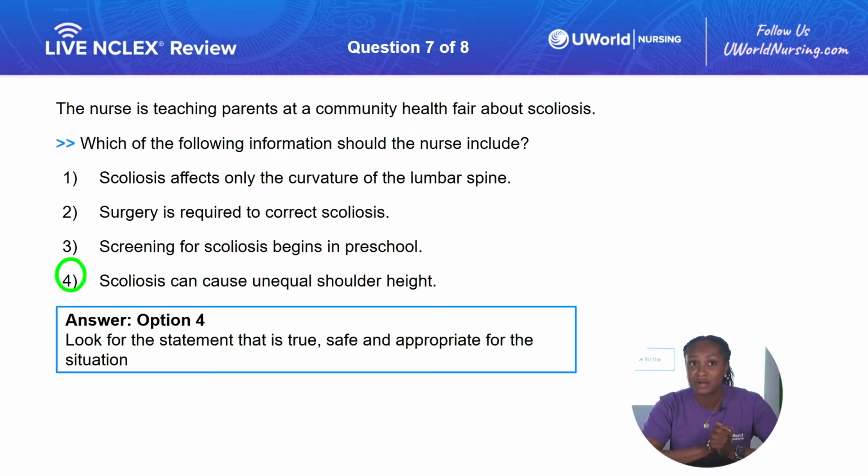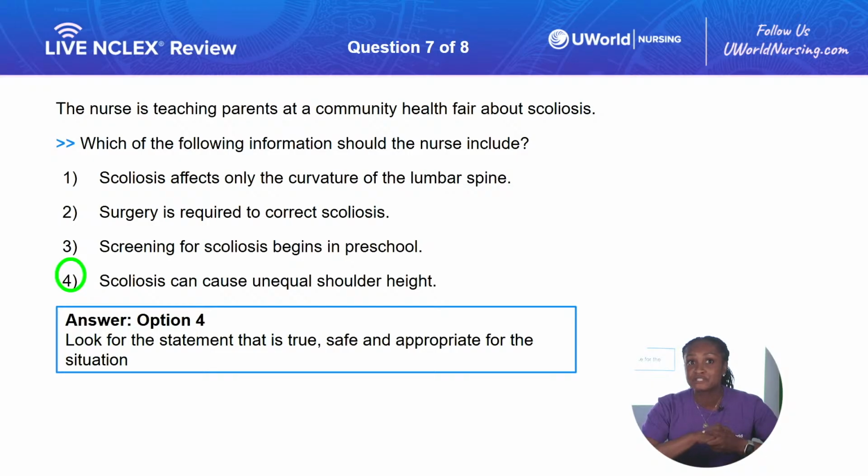So option 1, scoliosis affects only the curvature of the lumbar spine. This is incorrect. It can affect the hips, it can affect the shoulders, not just the lumbar and the back end of the spine. Option 2, surgery is required to correct scoliosis. It's not the only way to correct scoliosis. You can use a brace instead of surgery. So it's not the only required thing to correct scoliosis.